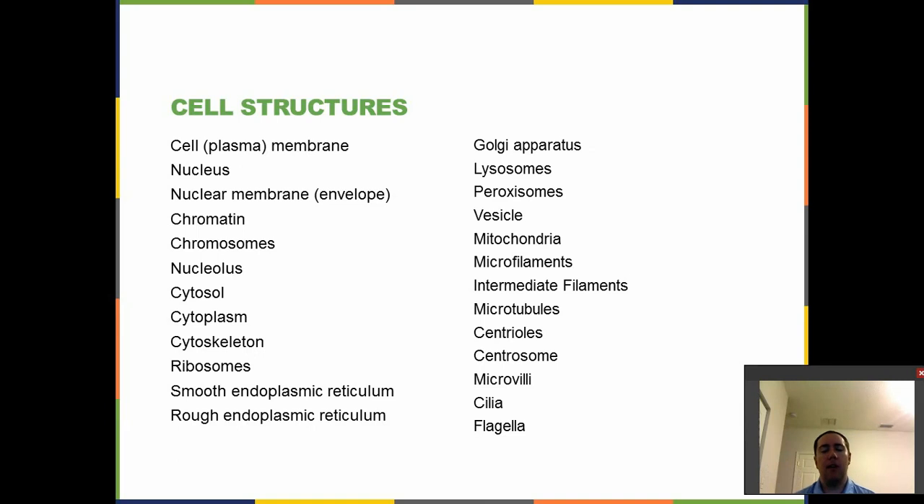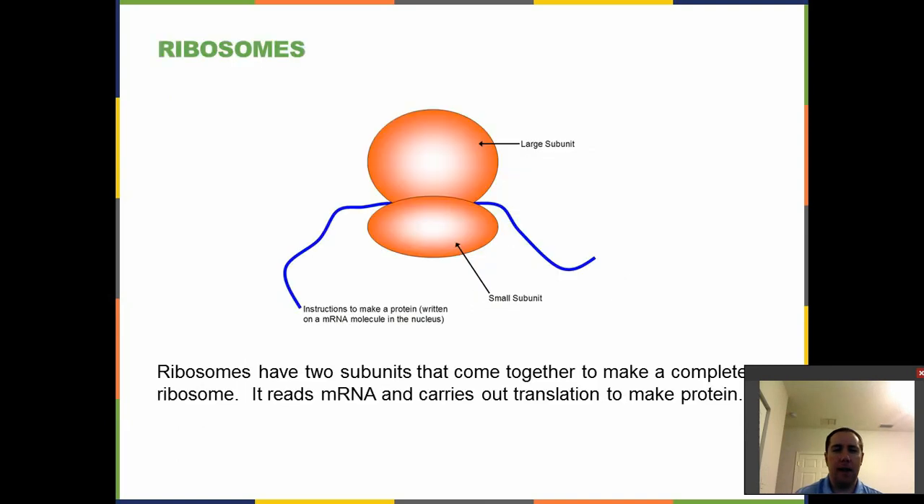All of these things are also on the cell lab. The lab gives you a table and has all of these things, and you have to fill in the function of each thing as you go.